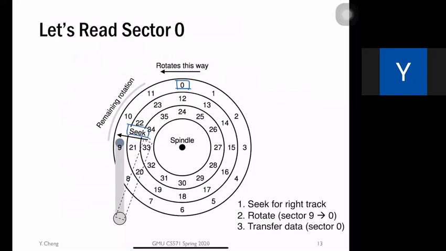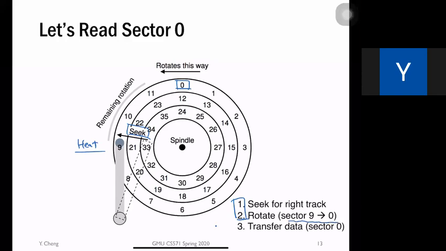In the second step, the platter keeps rotating. In real-world cases, step number 1 and step number 2 happen concurrently, at the same time. I need to rotate until the disk head has a clear focus on the requested sector, which is sector 0. In this case, you need to keep rotating from sector 9 all the way to sector 0.